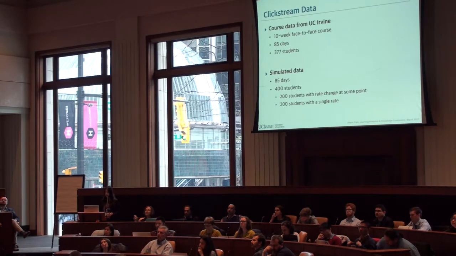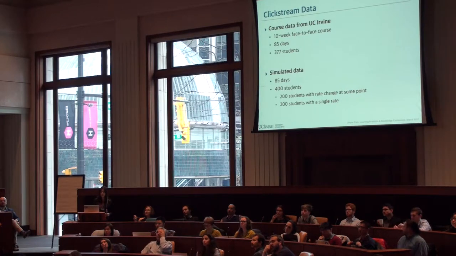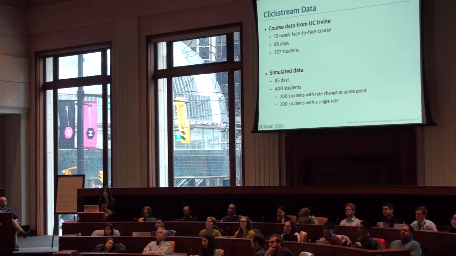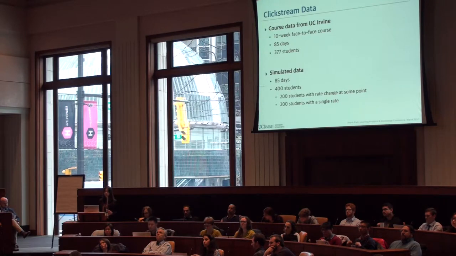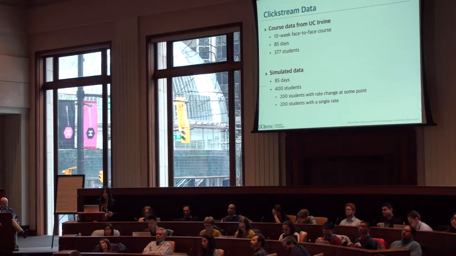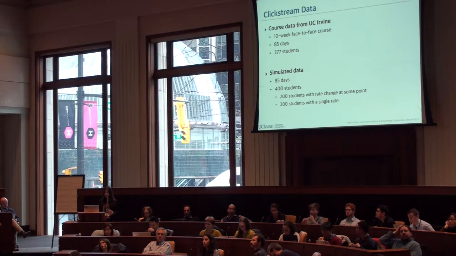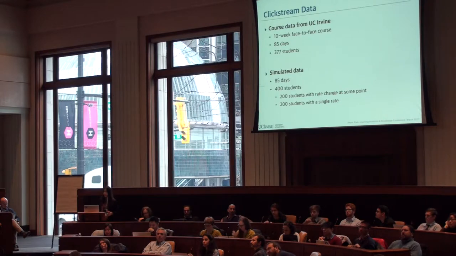There will be two data sets in this talk. First is the course data from UC Irvine. This is a 10-week face-to-face course, and there were activities before and after the quarter, so we took 85 days as a data set, and there were 377 students. Also, we're going to use simulated data as a proof of concept. We made it similar to the actual data set, so there were 400 students and 85 days.